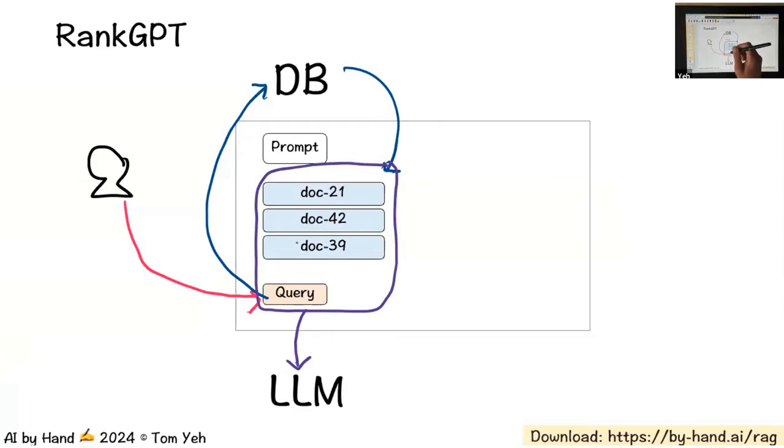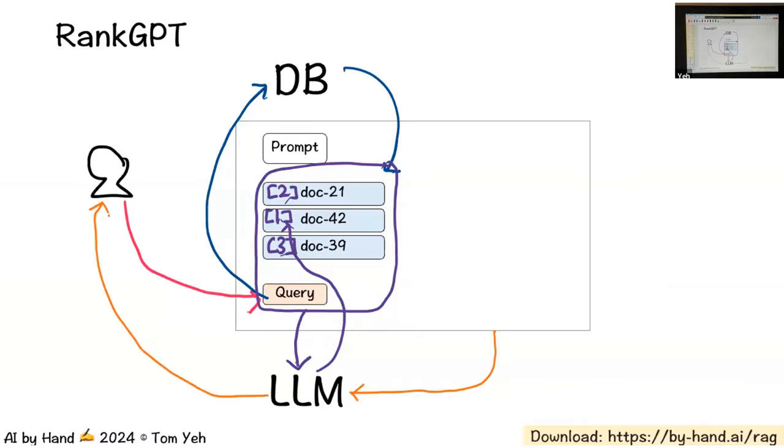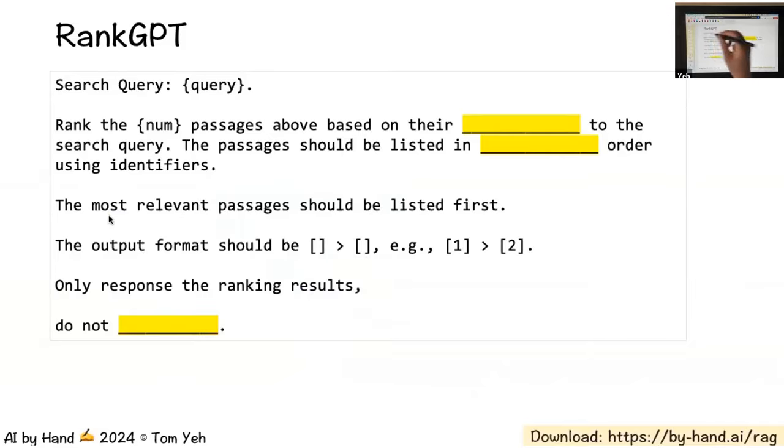We want the LLM to recheck the result. And the LLM is going to say, well, this is number 1, this is number 2, this is number 3. So we rank them. And then it turns out if we do that, and feed this re-ranked prompt back to the LLM to really serve the query, we get much better results, less hallucination, and so on. So that's RankGPT, and you can see the actual prompt underneath.